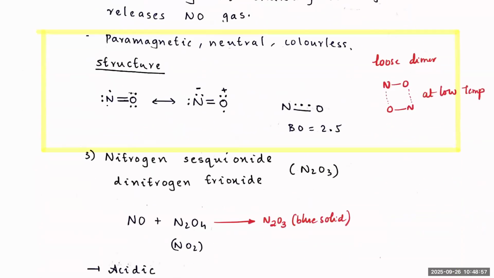Structurally, NO will have an odd electron present on it. So you can see this is an odd electron, because of which it shows paramagnetic character. It is still neutral and colorless. The bond order is around 2.5, because you already have a double bond and that single electron keeps moving between nitrogen and oxygen, making it a half bond. At a low temperature, because of the unpaired electron present on nitrogen, it can slowly start forming a dimer.